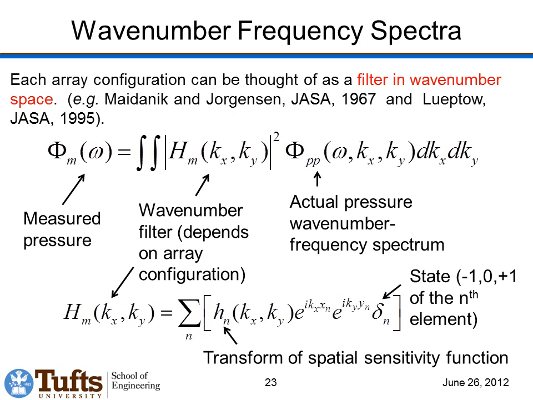This wave number filter would have some spatial sensitivity function for an individual element multiplied by some phase shifts here, and then the state of each element, whether it's switched to -1, 0, or +1. And so by changing these, by reconfiguring the array, you can produce different wave number filters and therefore get a different measured pressure output for an actual pressure. And since this depends on wave number, by reconfiguring the array and getting different wave number filters, you should be able to extract information about the wave number characteristics of the actual pressure spectrum.